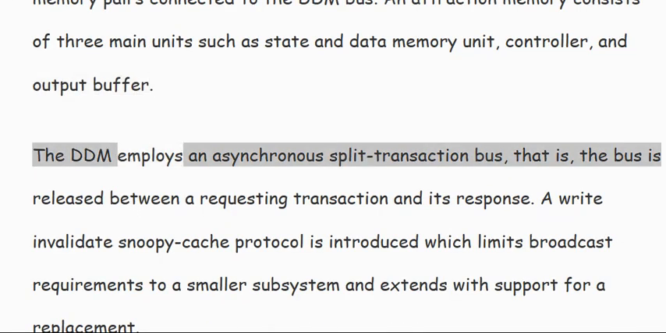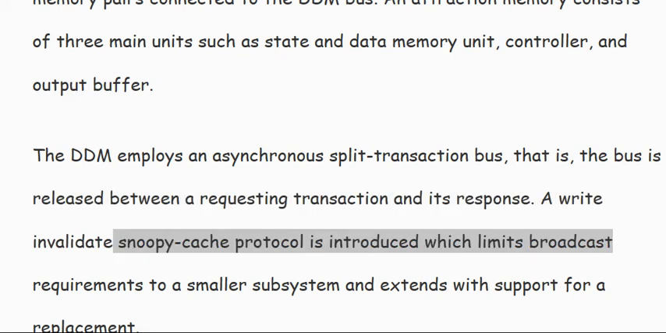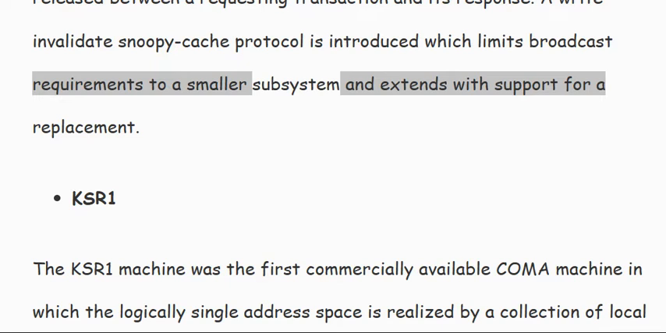The DDM employs an asynchronous split transaction bus, that is, the bus is released between a requesting transaction and its response. A write-invalidate snoopy cache protocol is introduced which limits broadcast requirements to a smaller subsystem and extends with support for replacement.